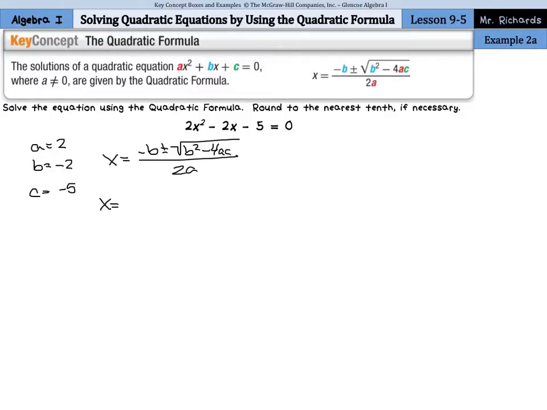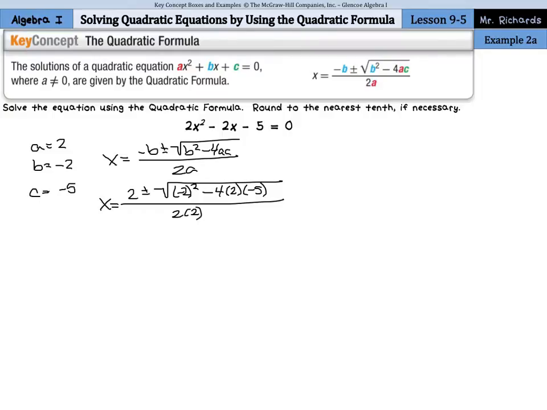x is going to equal the opposite of negative 2. Here is just a positive 2, or the negative of negative 2 is positive 2, so we'll just write it as a positive 2, plus or minus the square root of negative 2 squared minus 4 times 2 for a, negative 5 for c, all divided by 2 times 2.